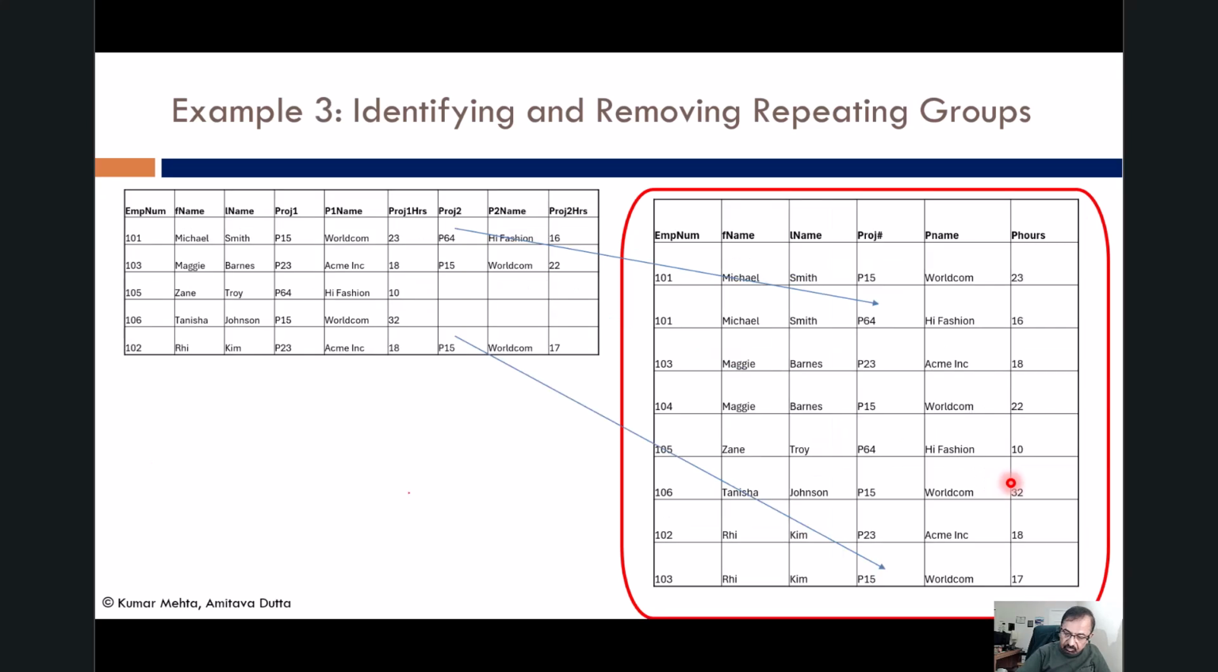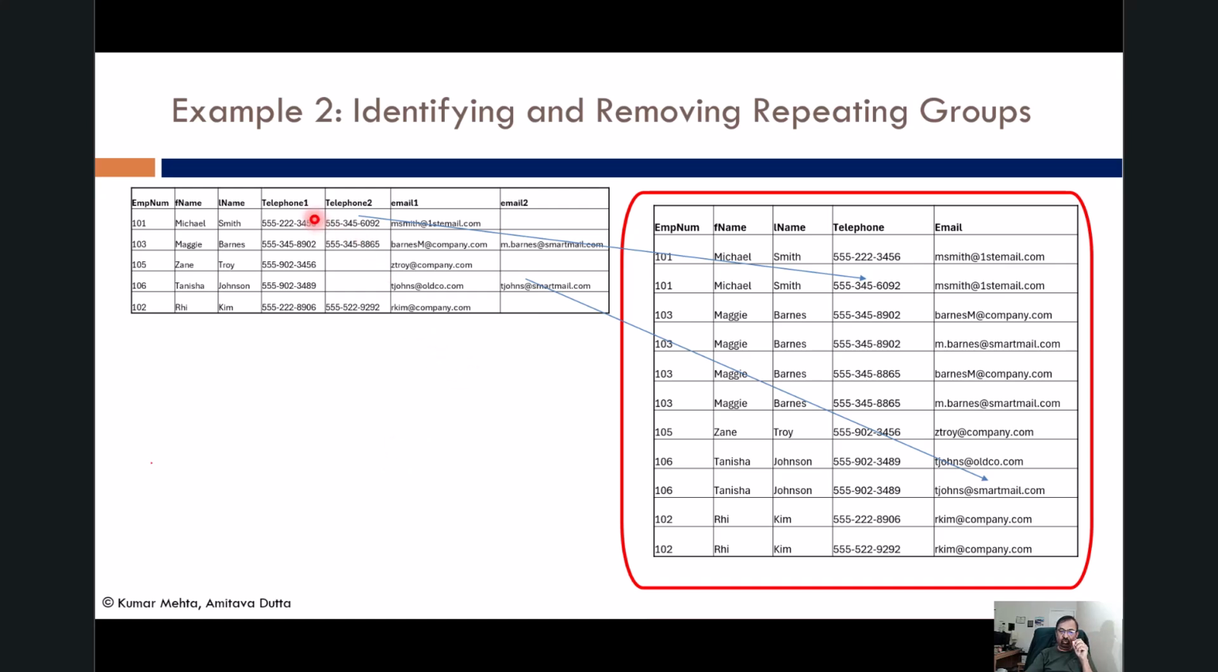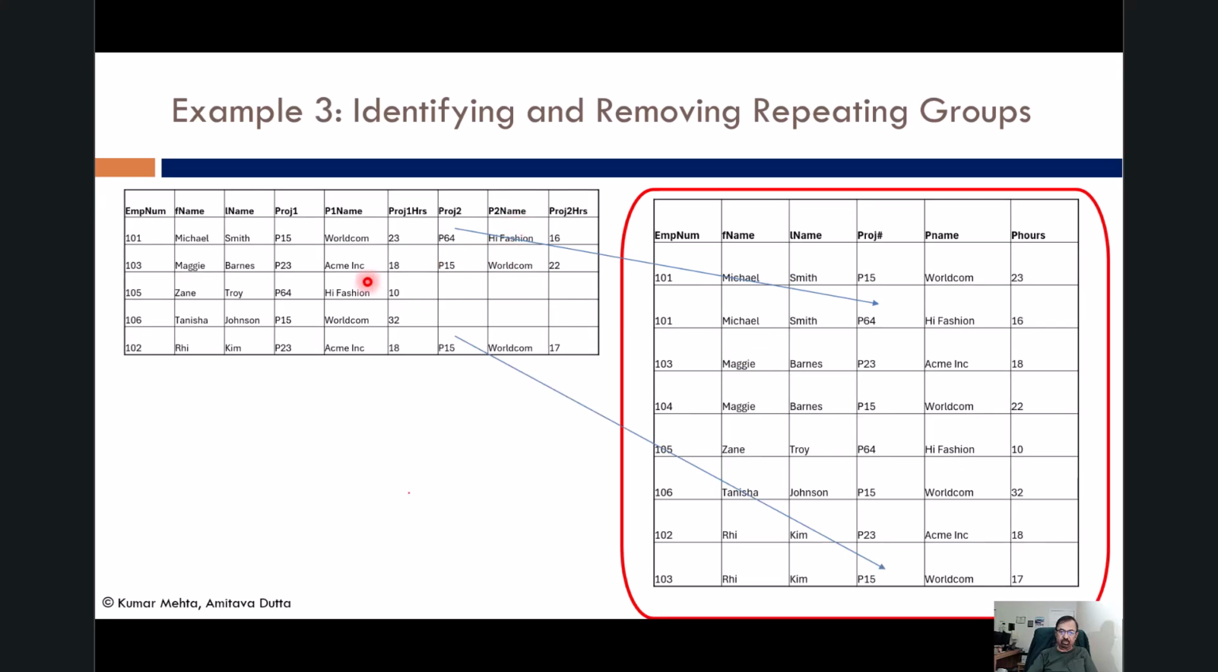All right. So here is a third example of a repeating group. In the previous example, we had two different attributes, each of which could have repeating groups. We had the attribute telephone, which could have a repeating group, and email as an attribute could have repeating groups. Now, in this third example, it's not really one attribute that is repeating, but multiple attributes that are repeating.